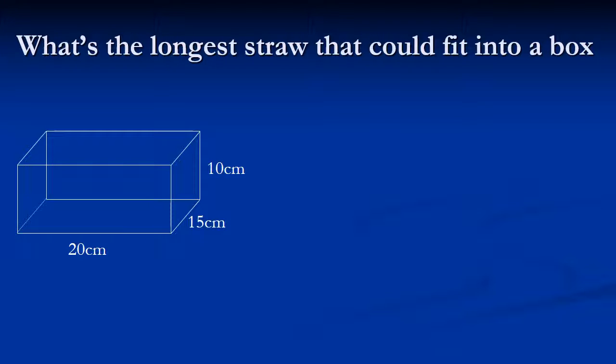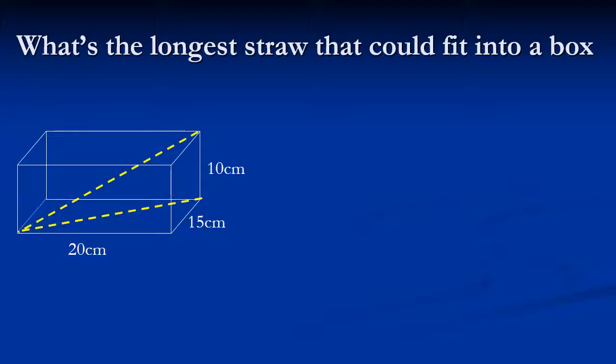Now let's have a look at a three-dimensional example of Pythagoras' theorem. So we want to think about what is the longest straw that could fit into this box. So we're going to have to go from the bottom left corner to the top right corner. And so let's have a look at that. We're going to have to determine, first of all, the hypotenuse along the bottom. So we've got a right-angled triangle down here at the bottom, where one side is 15 centimeters, the other is 20 centimeters.